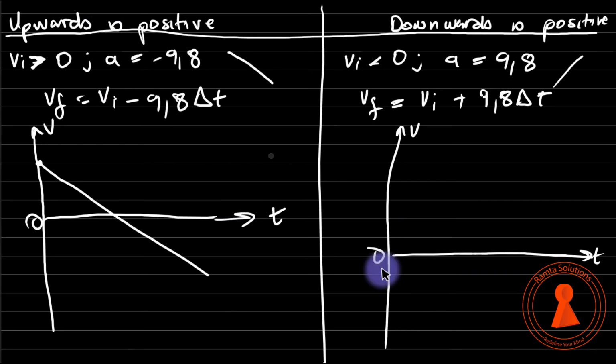Again here. The graph must end here. So this will be the final velocity. This here, let's call it t1, the time to reach maximum height. This is t2, the time to return.